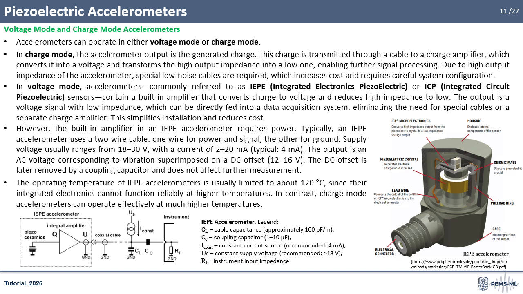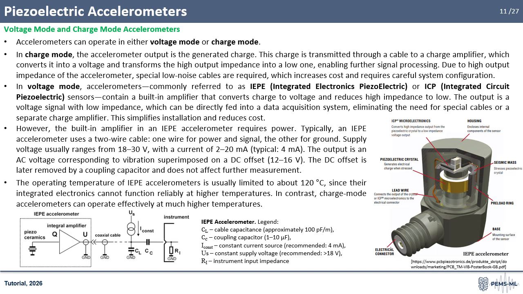Because of the high output impedance of the accelerometer, special low-noise cables are required, which increases cost and complicates system setup. In voltage mode, also known as IEPE or ICP, the accelerometer includes a built-in amplifier that converts charge to voltage and lowers the output impedance. The sensor directly provides a low-impedance voltage signal to the data acquisition system, eliminating the need for a charge amplifier and special cables. This simplifies installation and reduces cost.